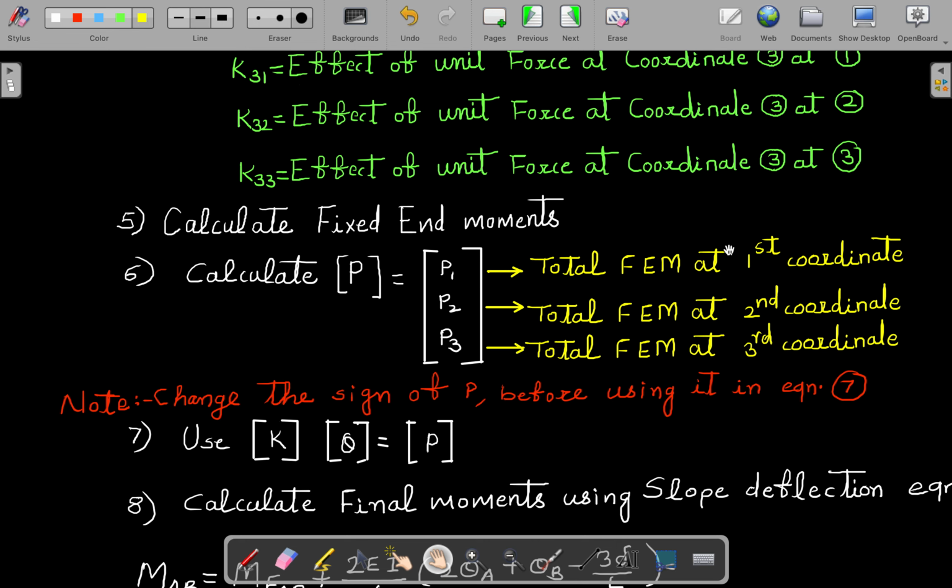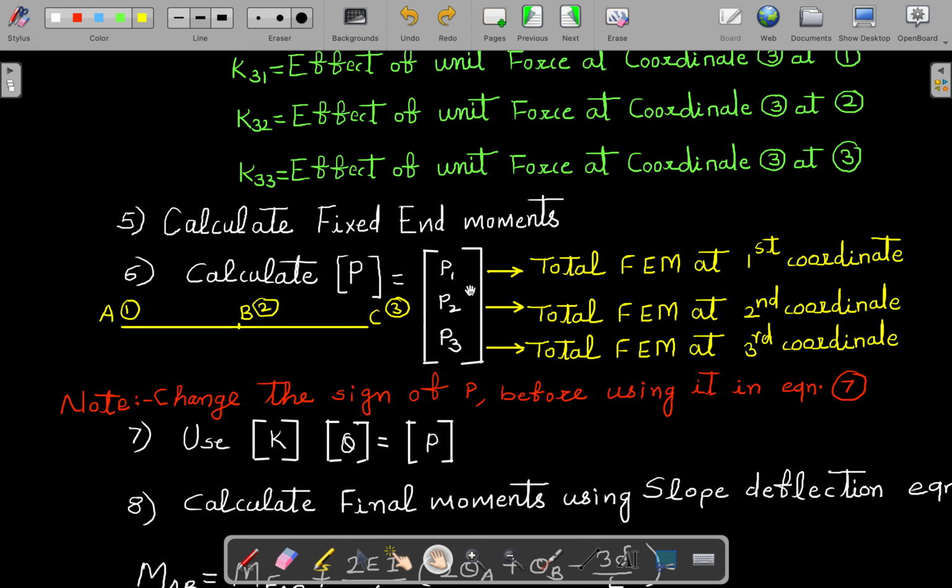Now it can be a single value, like MF of AB for a member AB. It may be just a single value, but there may be a case when, at a certain joint, for a line ABC, B is a middle joint. If this is the case, this is our coordinate 1, 2, 3 for example. In that case what will be P2? P2 will be the fixed end moment at BA and BC. So two values will come here. Both things may come. It depends on what type of structure we are analyzing.